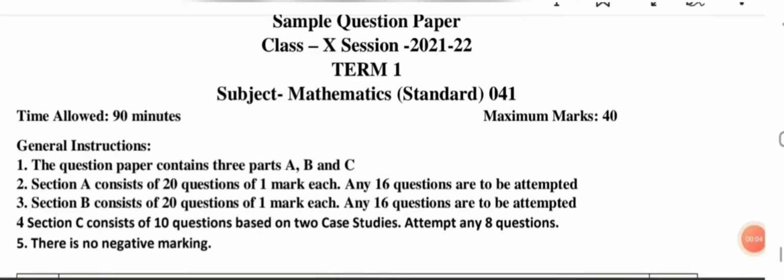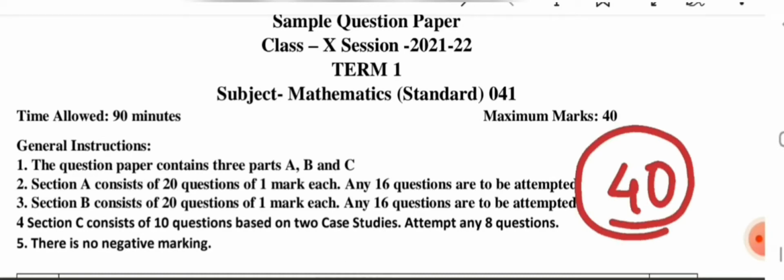Dear students, today we are going to discuss the sample question paper, Mathematics Standard, Class 10, which was shared by CBSE at its site. As you all are aware, the question paper will have a total of 50 questions, out of which you have to attempt any 40 questions. So you have to attempt 40 out of 50.